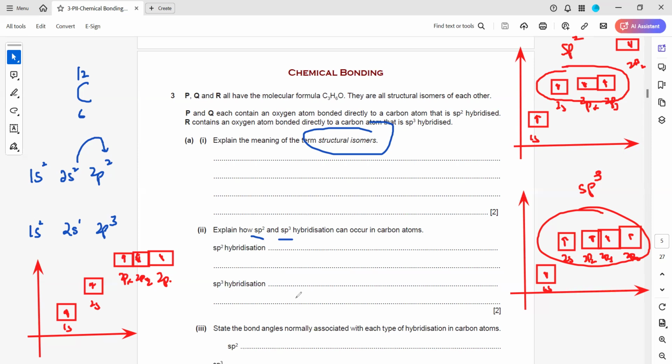So how do we write sp2 or sp3 hybridization? If you want to define sp2 hybridization, we'll say the energy of the 2s and two of the 2p orbitals becomes same, or we can also use the term overlapping of the orbitals. So we can also say overlapping of the 2s orbital with 2p orbitals results in hybridization.